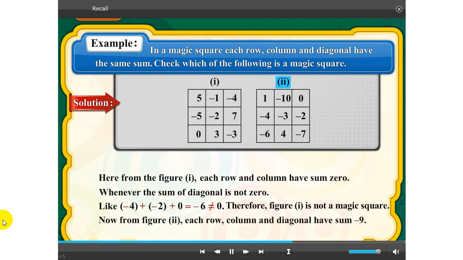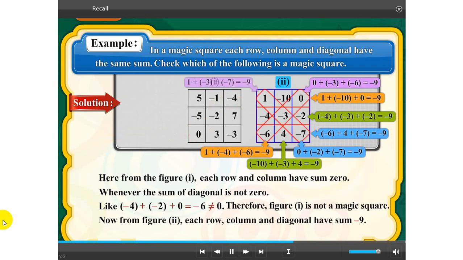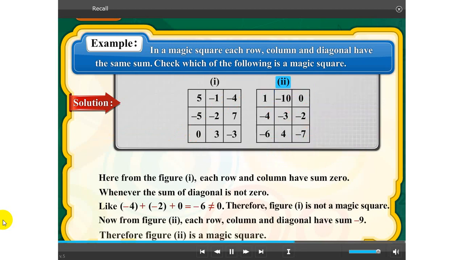Now, from figure 2, each row, column, and diagonal have sum minus 9. Therefore, figure 2 is a magic square.